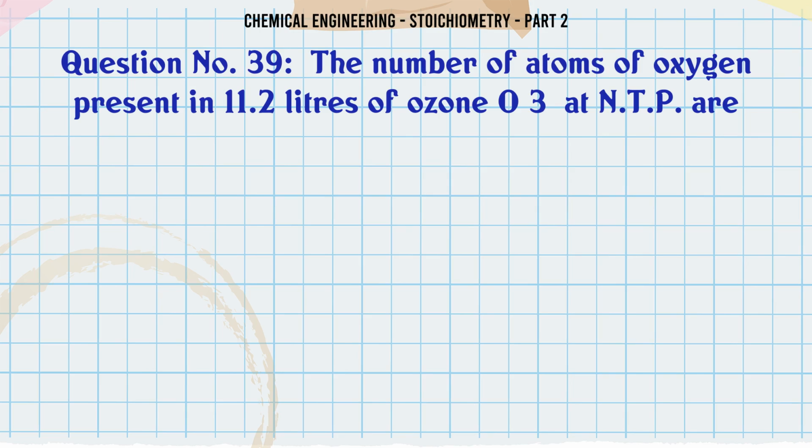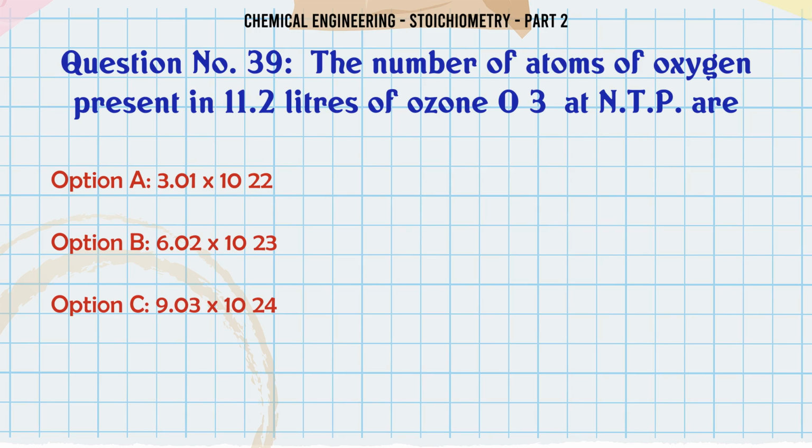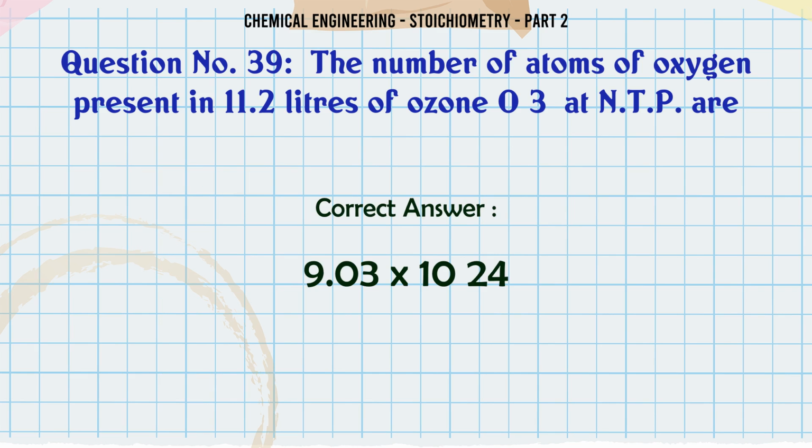The number of atoms of oxygen present in 11.2 liters of ozone O3 at NTP are A. 3.01 x 10^22, B. 6.02 x 10^23, C. 9.03 x 10^24, D. 1.20 x 10^24. The correct answer is 9.03 x 10^24.